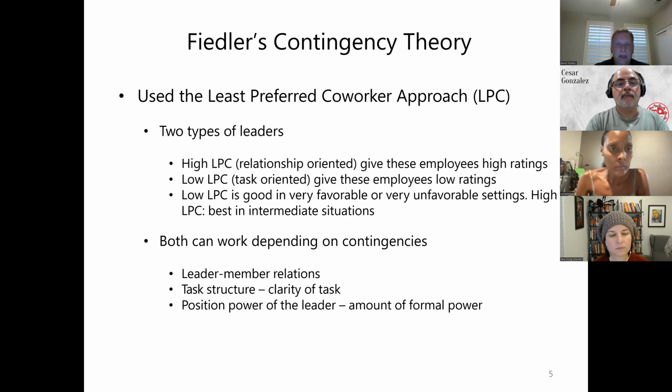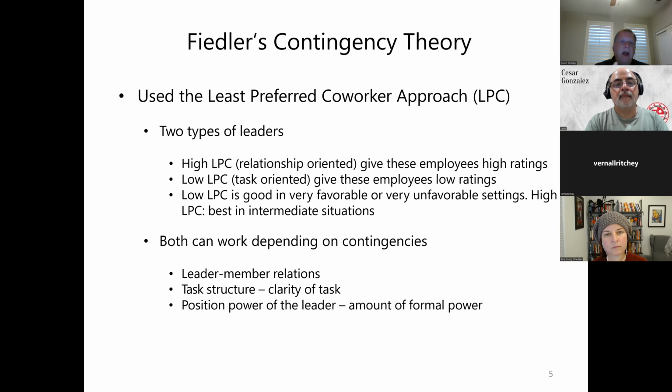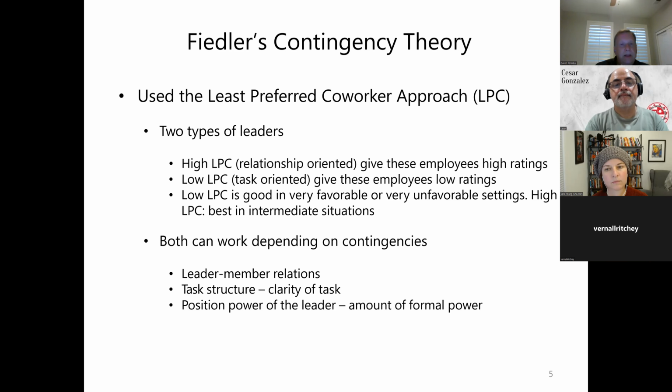And here in Fiedler's contingency theory, he provides for us this idea of, well, let's think about what we consider to be the least preferred coworker. That's what LPC stands for. Think of your least preferred coworker. When you think of your least preferred coworker, how would you rate the performance of that least preferred coworker? You know, the least preferred person to work with. Some leaders and managers will provide even those LPC employees, those least preferred coworkers, with relatively high ratings.